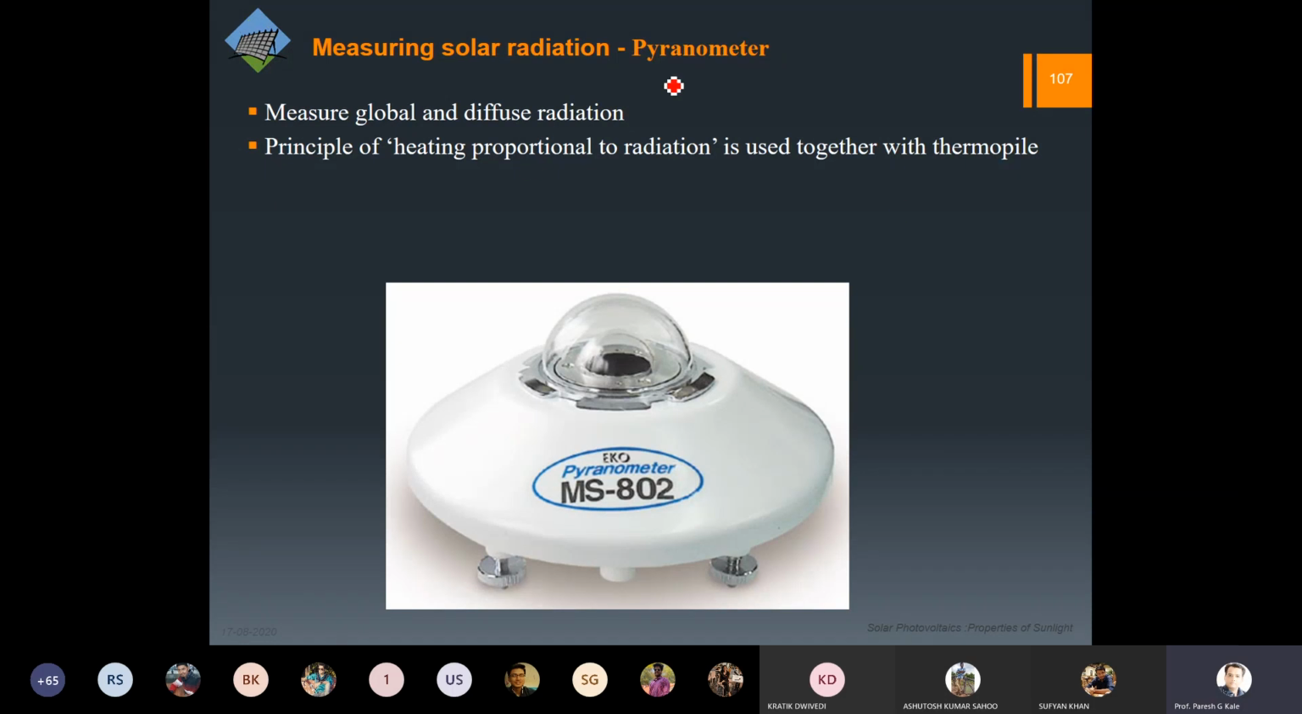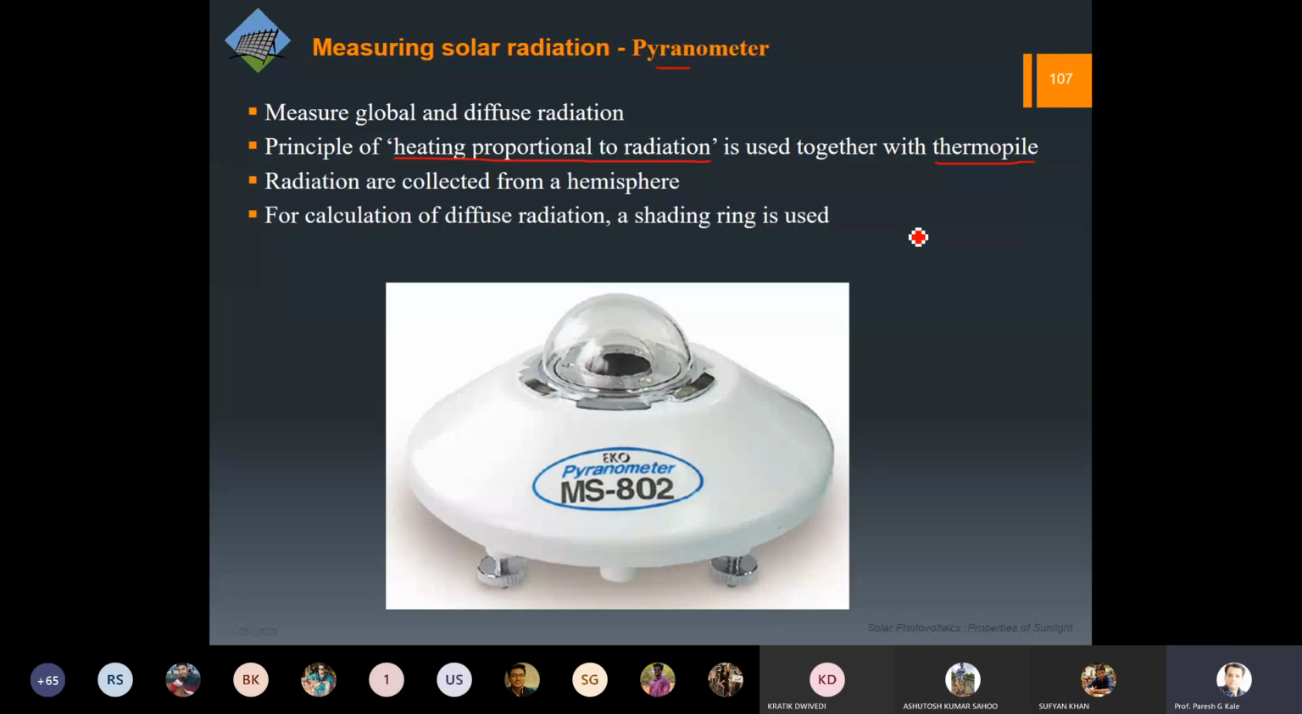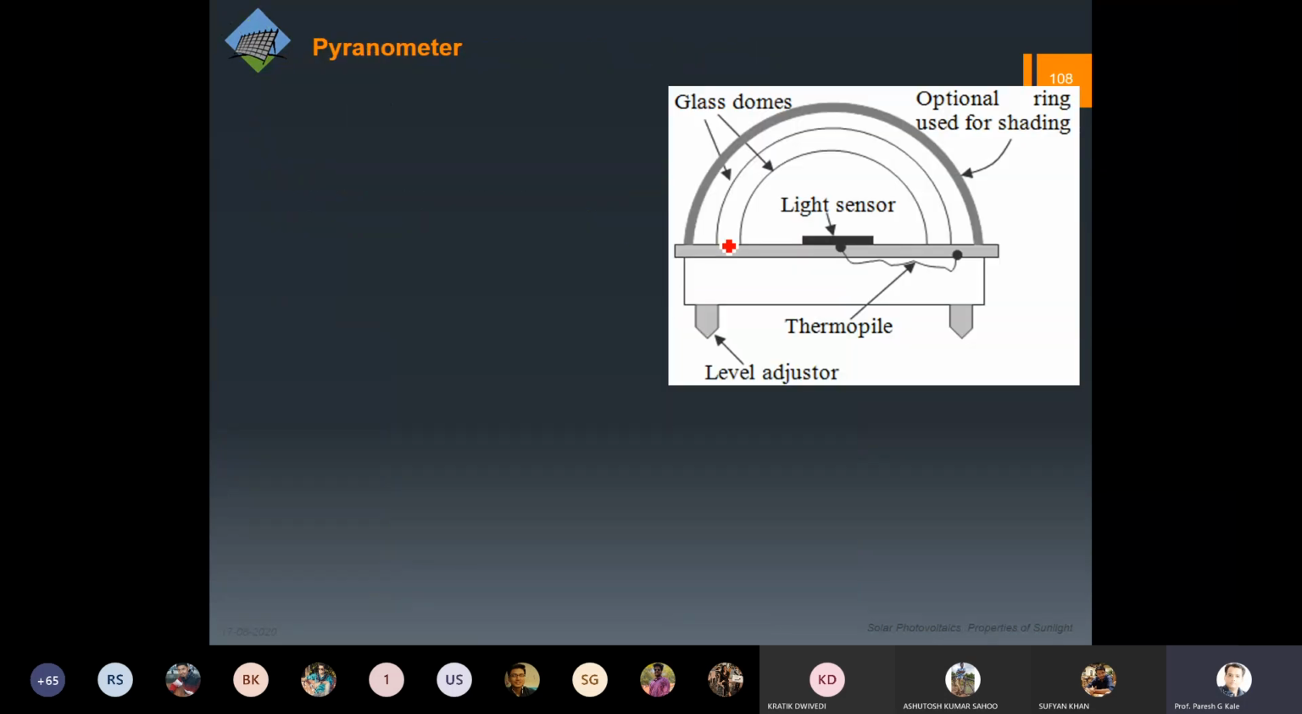It doesn't matter what you are measuring and how you are measuring, the principle remains the same: heating proportional to the radiation. So we are converting the heat directly into electrical energy with the help of certain thermopiles. Once we get this electrical signal, we can estimate the value of the radiation. So let us see how the pyranometer works.